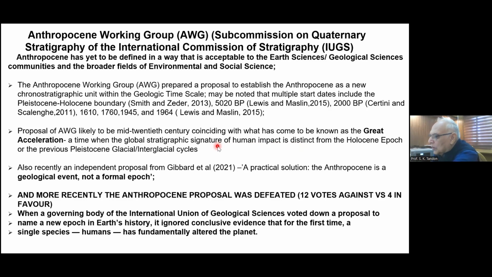But more recently, the Anthropocene proposal was defeated, 12 votes against, 4 in favor. So there was an overwhelming defeat, 12 versus 4. A governing body of the International Union of Geological Sciences voted down the proposal to name a new epoch in Earth's history. This is the rebuttal again from that group of 4. It ignored conclusive evidence that for the first time, a single species, humans, have fundamentally altered the planet.